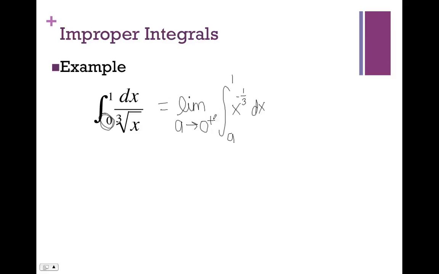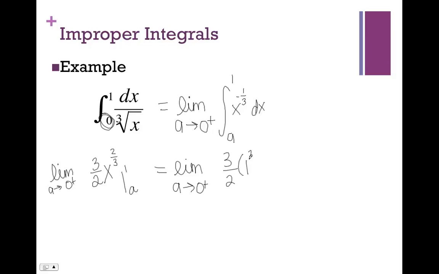I integrate and I evaluate the limit. So when I integrate, I bring my exponent up a power, that becomes x to the 2/3. I divide by that new power and I get 3/2. I need to not forget my limit, a approaches 0 from the right. And this is evaluated from a to 1. So this becomes the limit as a approaches 0 from the right of 3/2 times 1 to the 2/3 minus 3/2 times a to the 2/3. And I've integrated. Now I just need to evaluate the limit.